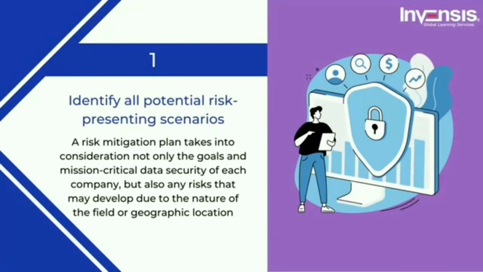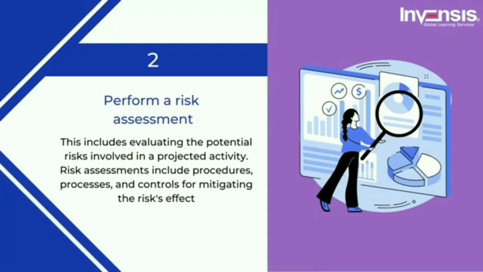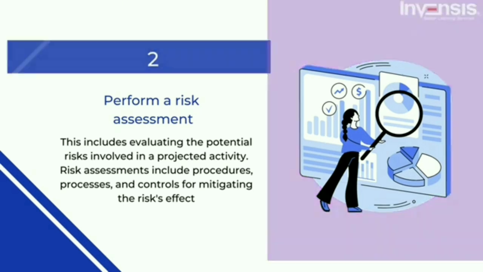A risk mitigation plan takes into consideration not only the goals and mission-critical data security of each company, but also any risks that can develop due to the nature of the field or geographic location. A risk mitigation plan must also include the demands of an organization's employees. Second, perform a risk assessment, which includes evaluating the potential risks involved in a projected activity. Risk assessments include procedures, processes, and controls for mitigating the risk's effect.